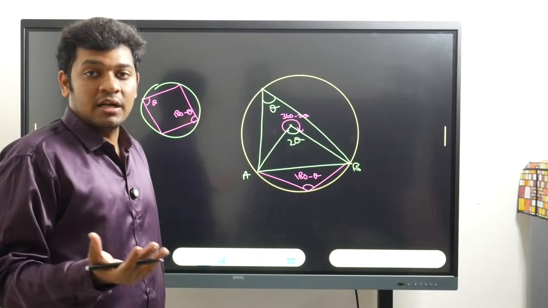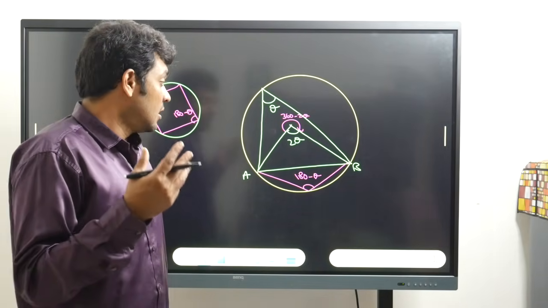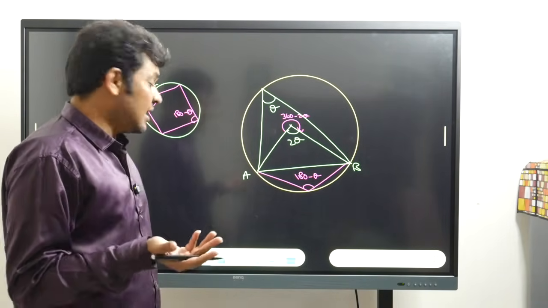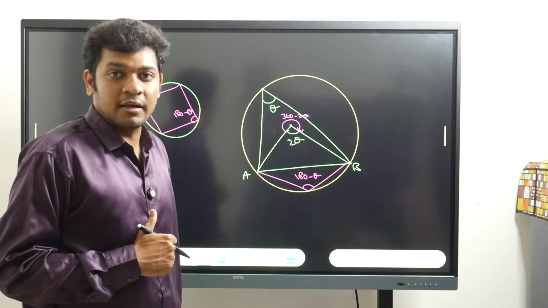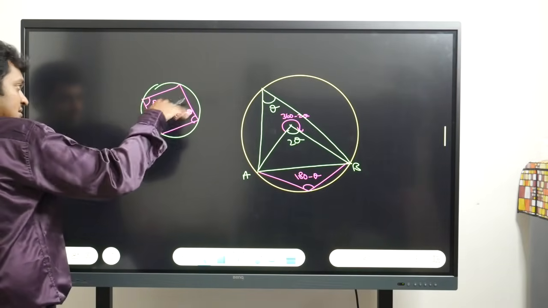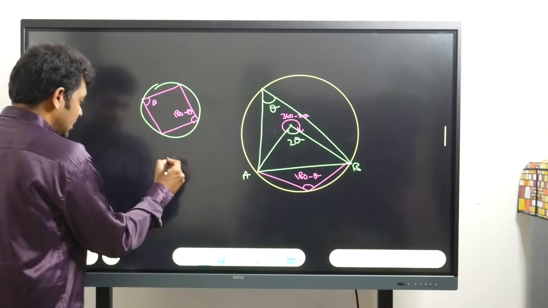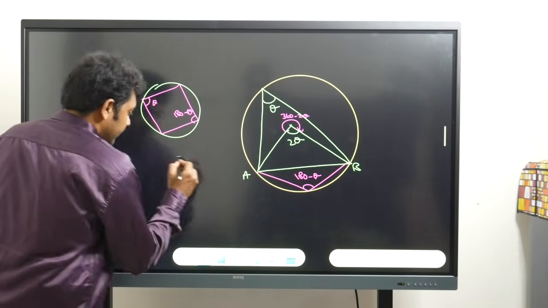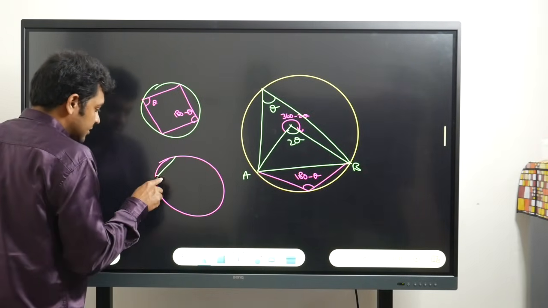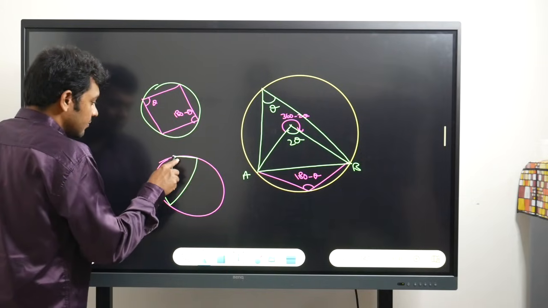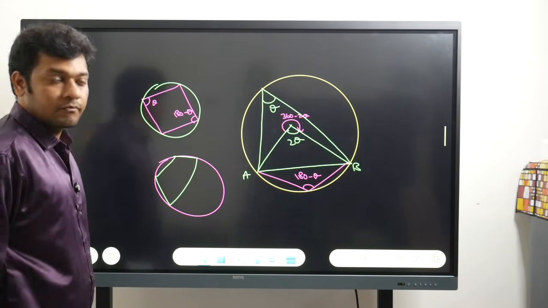Rectangle is a cyclic quadrilateral, square is a cyclic quadrilateral. Then you can say isosceles trapezium is a cyclic quadrilateral. Okay, but this is not a rectangle, not a square, not an isosceles trapezium, but this is also a cyclic quadrilateral. So inside a circle, you just draw like this. It can be anywhere. Yes, this is a cyclic quadrilateral, right?